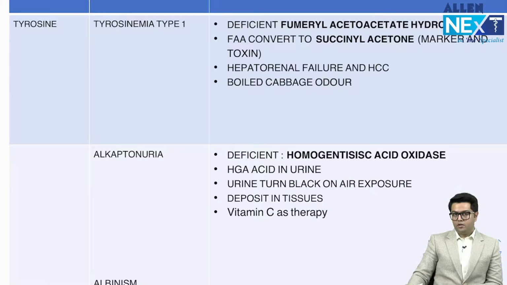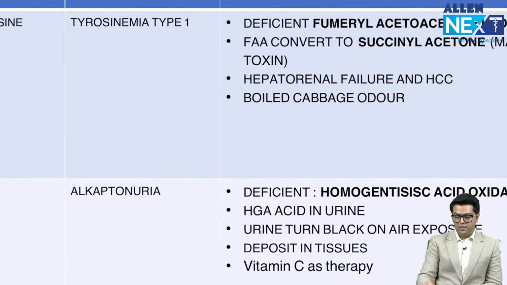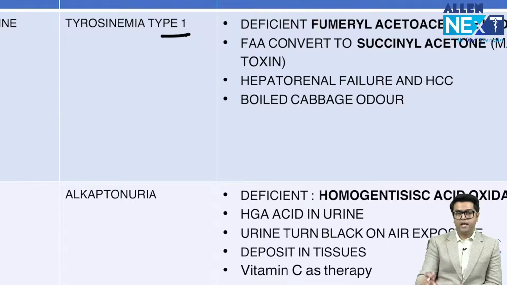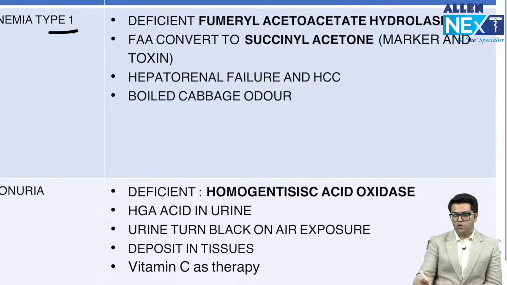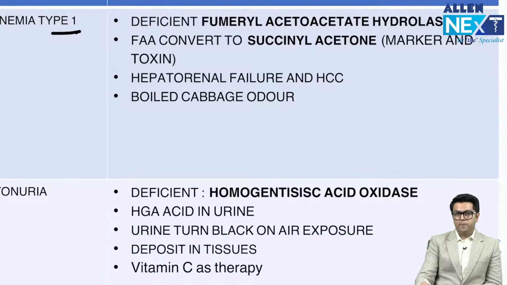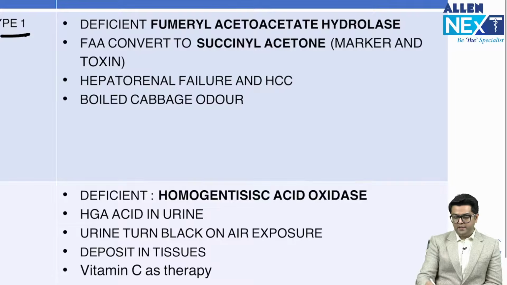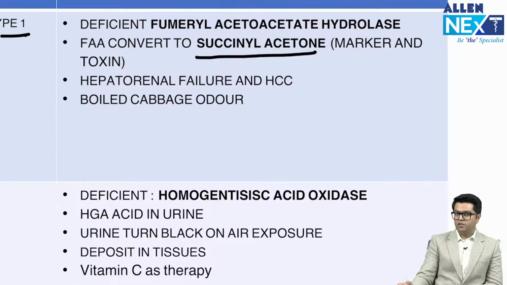Guys, tyrosine is having three disorders, right? Number one is type 1 tyrosinemia. Type 1 I am discussing, not type 2 and type 3. Type 1 tyrosinemia is most common due to deficient fumarylacetoacetate hydrolase. Okay, that's the name of the enzyme. And succinylacetone is the marker which is produced from fumarylacetoacetate, a metabolic toxin causing hepatorenal failure and hepatocellular carcinoma. Okay, and the patient has a boiled cabbage body odor.